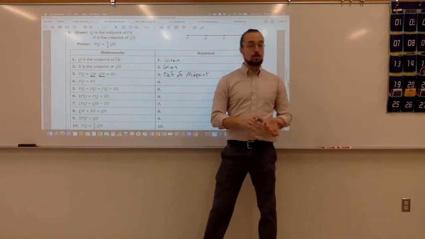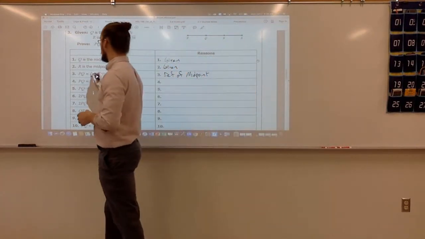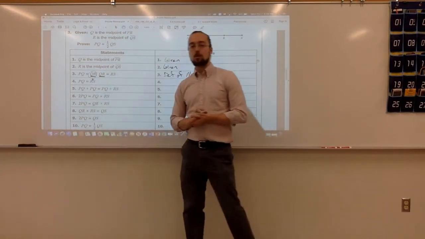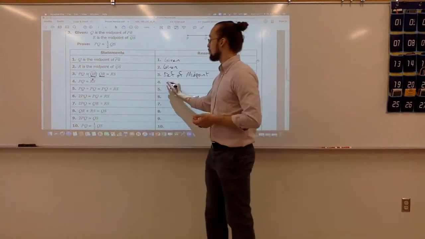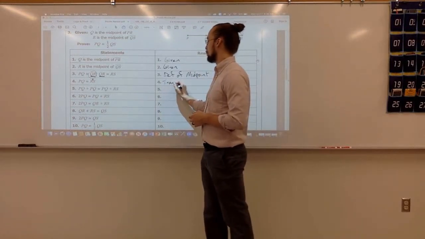We could also use substitution here. We could say that I'm substituting RS in place of QR here, because those two things are equal. So either transitive or substitution would work here.